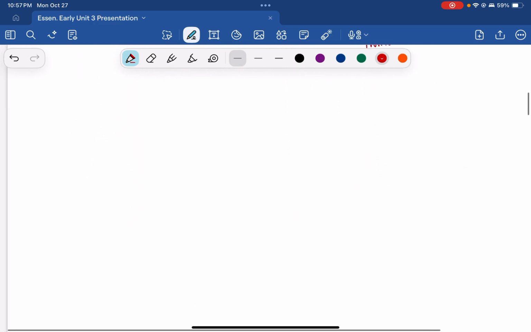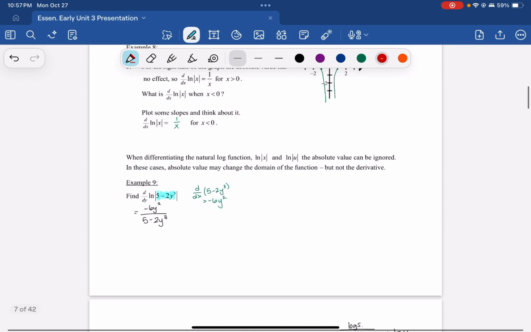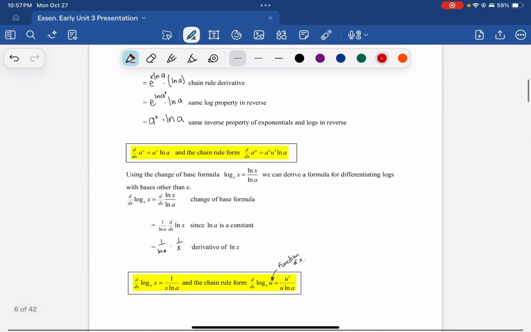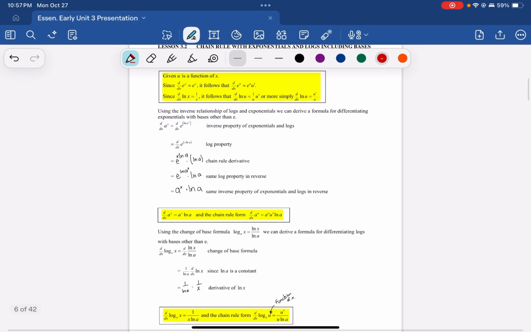Okay, that is all our examples. Make sure that with these ones up here that are highlighted, that you put those in your foldable or you make a flashcard, okay? Because these are ones that you need to remember.